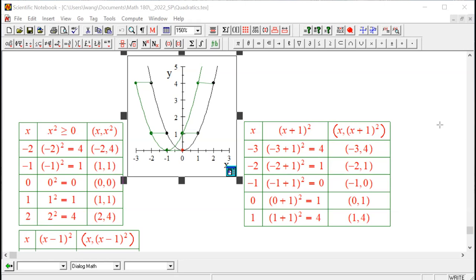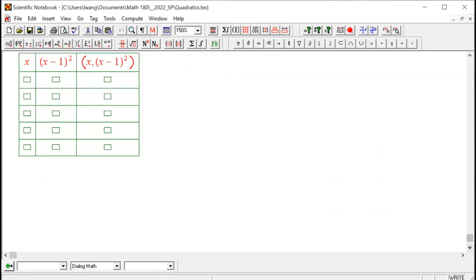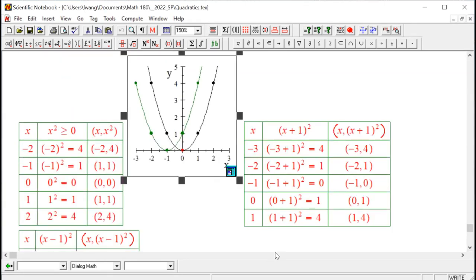Now, your educated guess. What if we do x minus 1 squared? Think about it, right? How would you choose those points? If you like to pause the lecture and do your own thing, great. Okay, why not? Right?